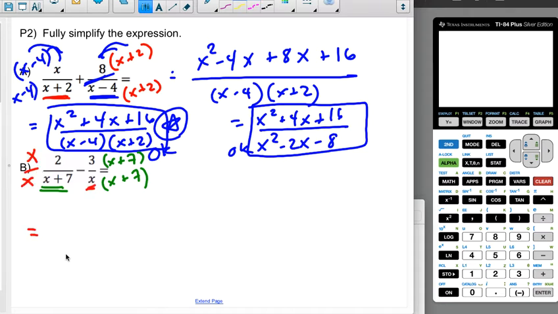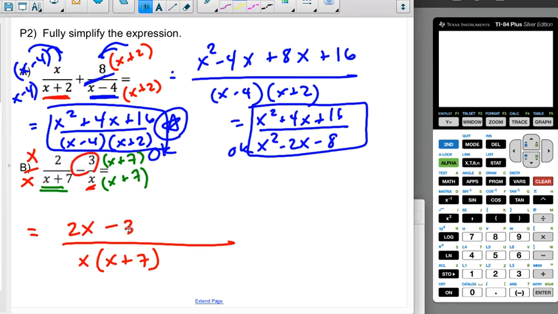So what's going to happen is I'm going to get a common denominator on the bottom of an x times an x plus 7. On the top, I'll get a 2x and then this is a negative 3 that gets distributed. So negative 3x minus 21. So I'm going to get that this is a negative x minus 21 on top and an x times an x plus 7 on the bottom. And that's about as good as it gets.